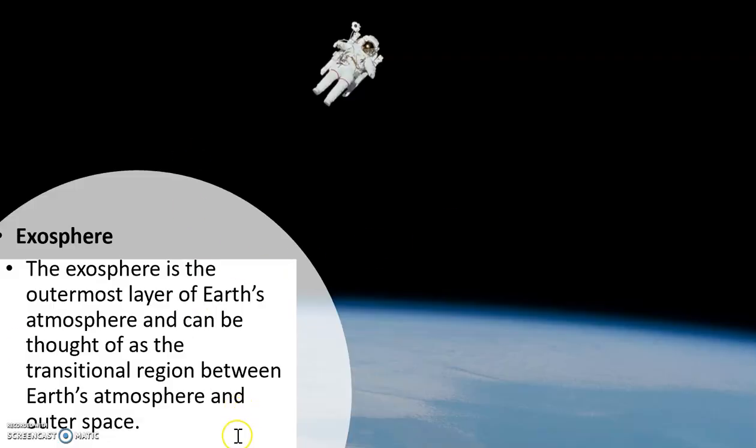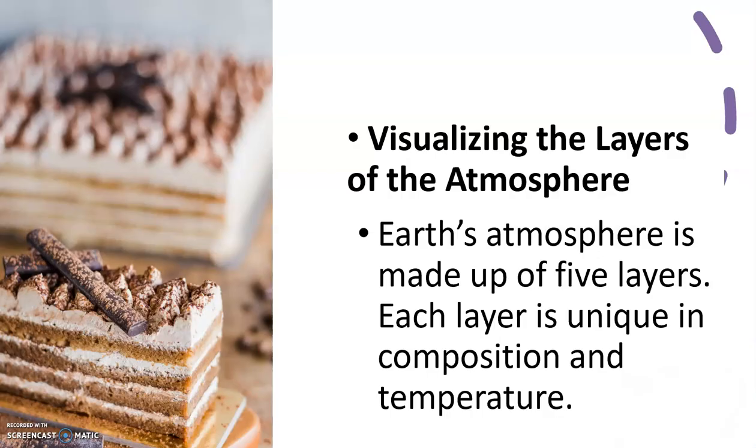Okay, next we have the exosphere. The exosphere is the outermost layer in Earth's atmosphere and can be thought of as the transitional region between Earth's atmosphere and outer space. So as we said, five layers. You can think of this like a cake with multiple layers. The layer closest to the ground is the troposphere, then the stratosphere, then the mesosphere, then the thermosphere, and then the exosphere.